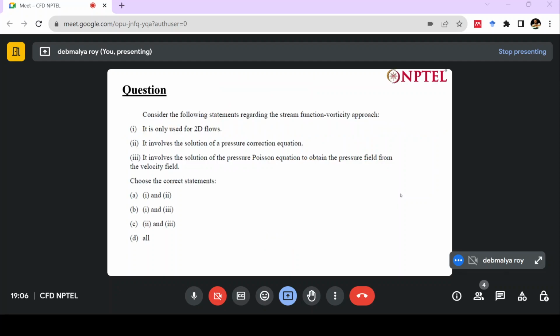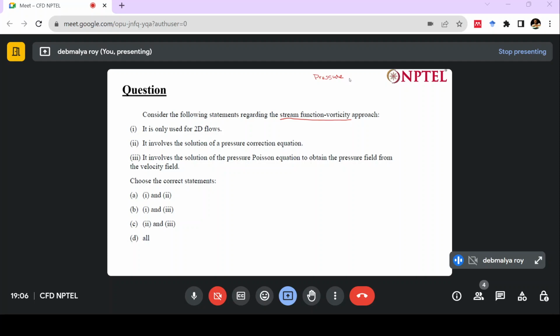So let's start where we left off last session. Consider the following statements regarding the stream function vorticity. We started discussing the methods for solving the Navier-Stokes equation itself. We discussed in the last class the stream function vorticity approach. This is basically an approach where we try to get rid of the pressure term. Why do we try to get rid of the pressure term? Because pressure does not have a governing equation of its own.